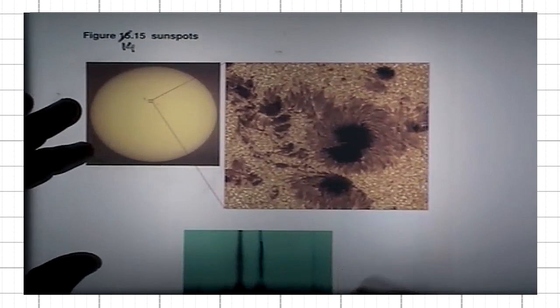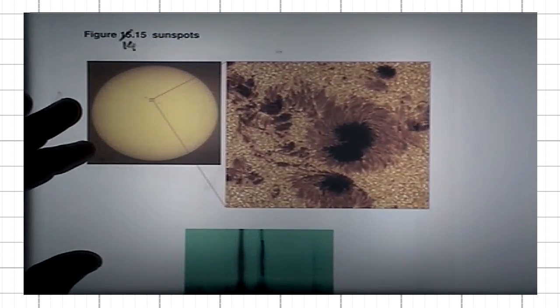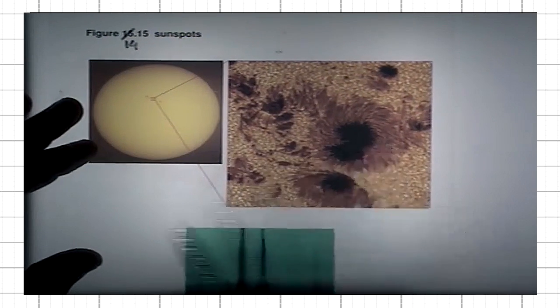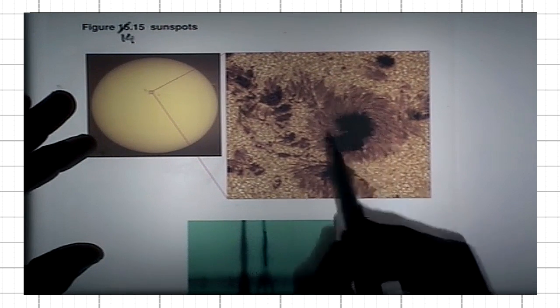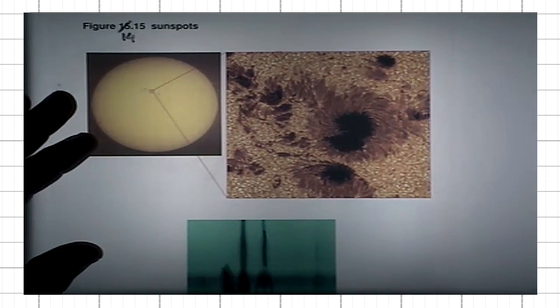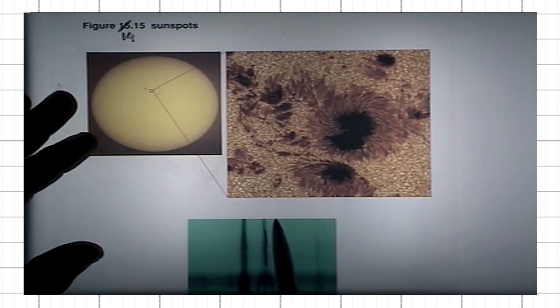So look at this photo, just one small area of the sun, and you can see the sunspots, these dark regions. The darker part is called umbra, the edge is called penumbra, and some of these sunspots can actually be very large, say twice the diameter of the Earth.